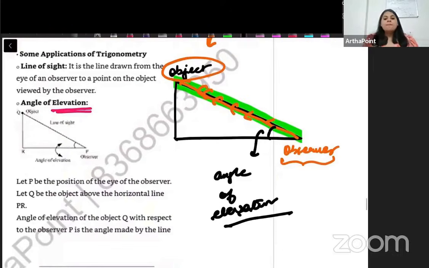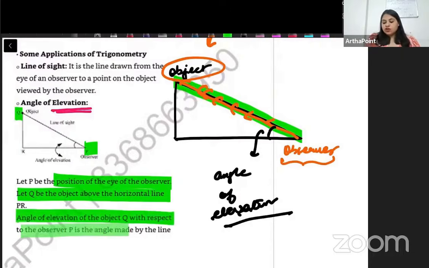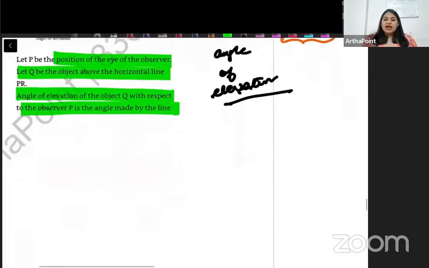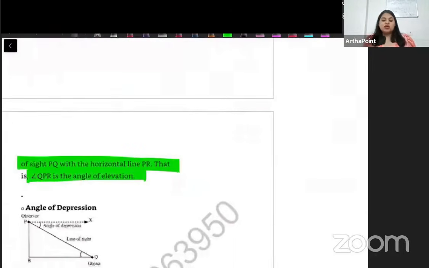T is the position of the eye of the observer. Q is the object here. The angle of elevation of the object Q with respect to the observer is the angle made by the line of sight with the horizontal line. I hope this is clear to you.